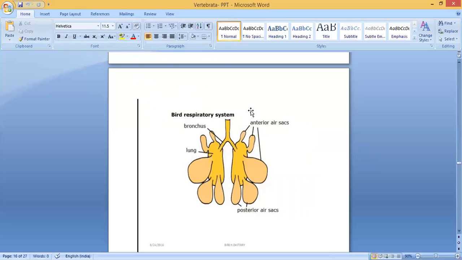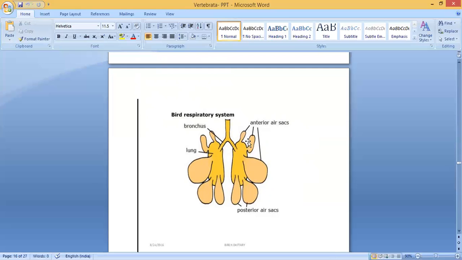Then respiration, you can see here, same like us. We have windpipe and bronchus, divided into two bronchioles. Same, they have two bronchus here. The yellow color portion, these are the lungs, one pair of lungs, and here you see this is anterior air sacs. These are posterior air sacs. Clear? So they have air sacs.